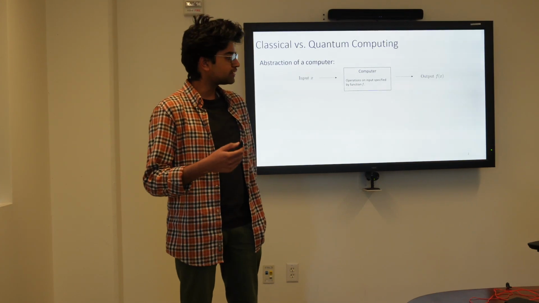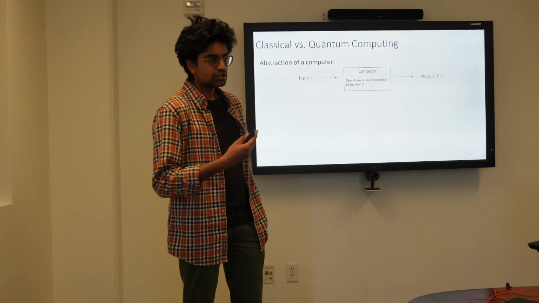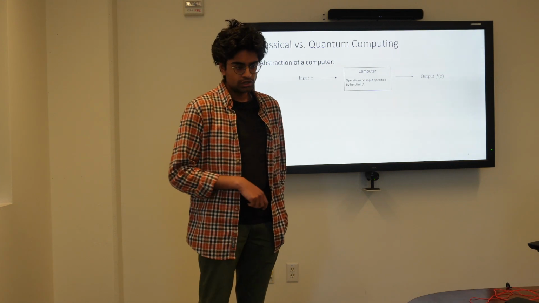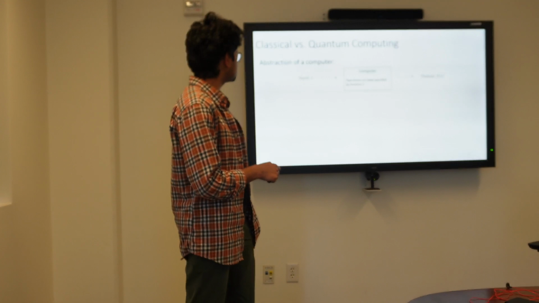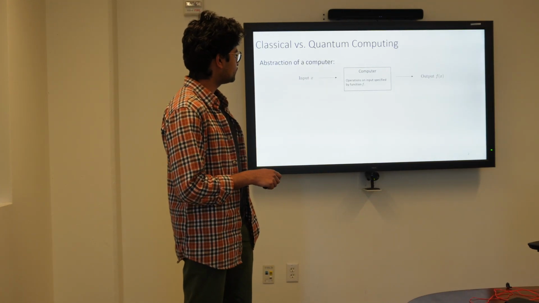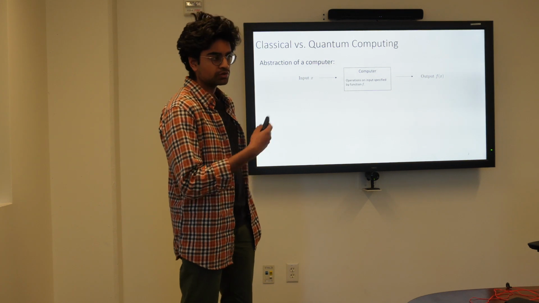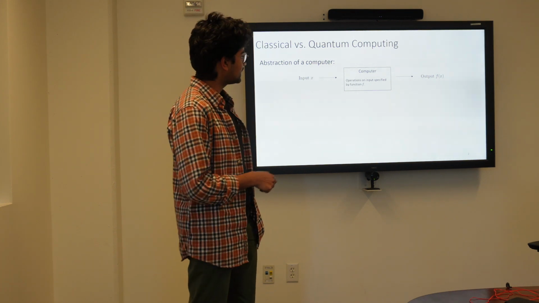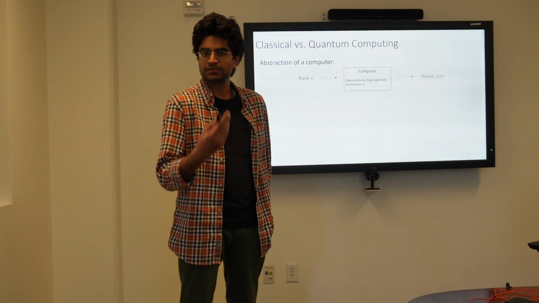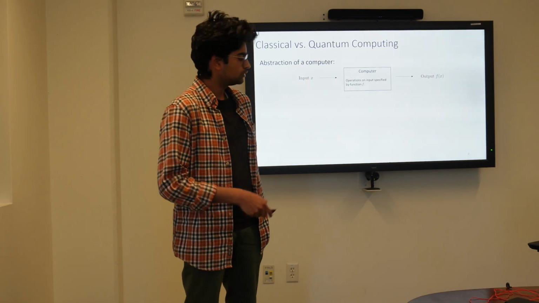So, to begin with, let's just try to come up with an abstraction of a computer that can be used to describe either quantum or classical computers. When I say computer, what I really mean is something that takes an input, in this case x, performs some function on it specified by the computer or the program that you're actually trying to run, and outputs just f of x, a function applied to that input. And that's what I'm going to describe as a computer.